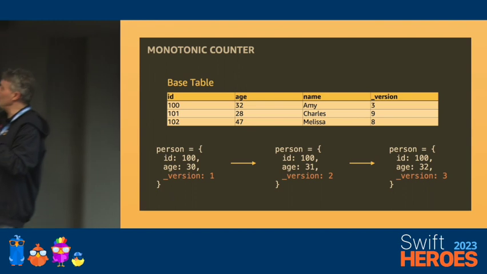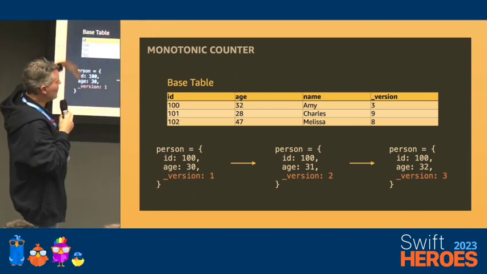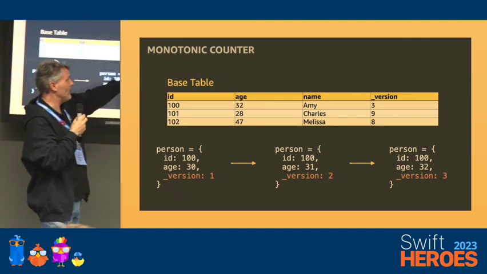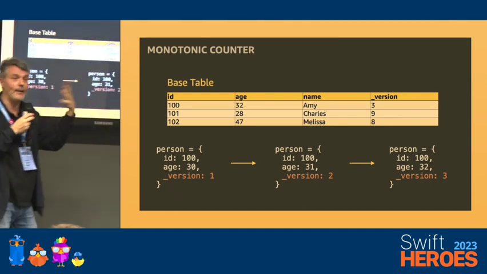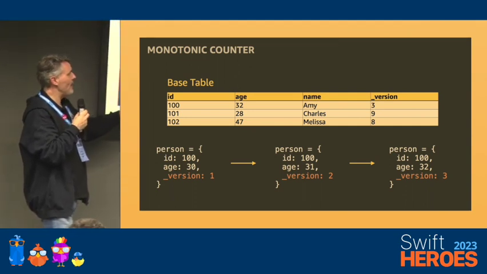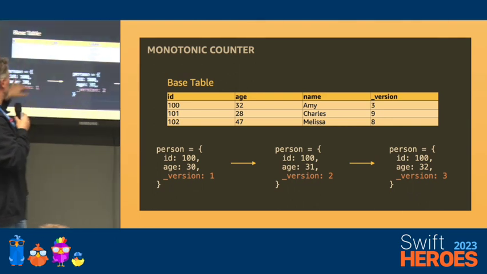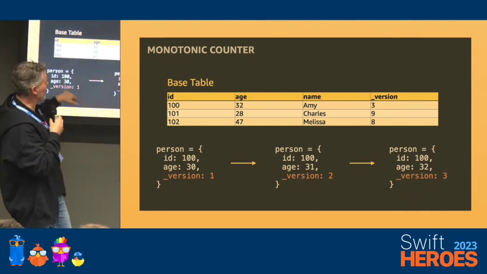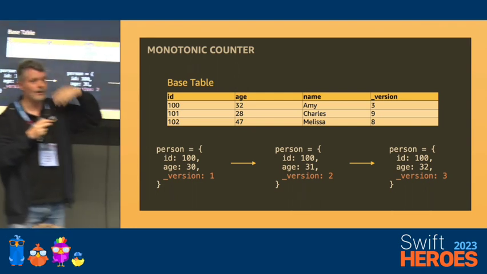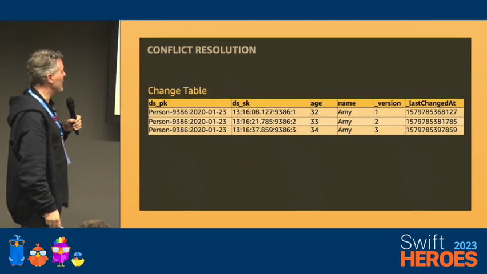One of the things we do is store that version in the database as well. If you go and look behind the scenes in the database that is being created for you, you will see that there is an extra field that has been added, _version. And every time one of your customers is changing an entity, so here we have person ID 100, age 30, age 31, age 32, every time we increase the version automatically. You don't need to write code for that.